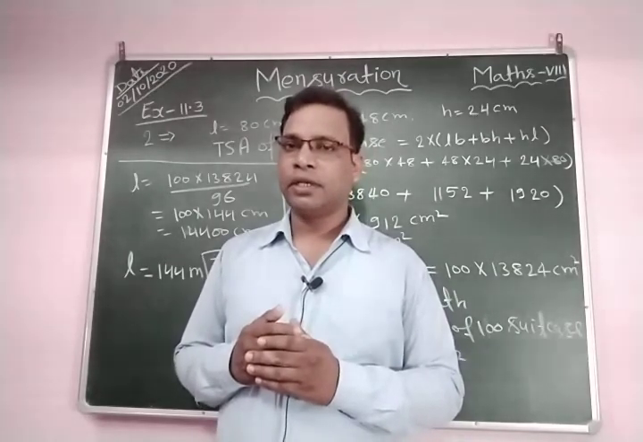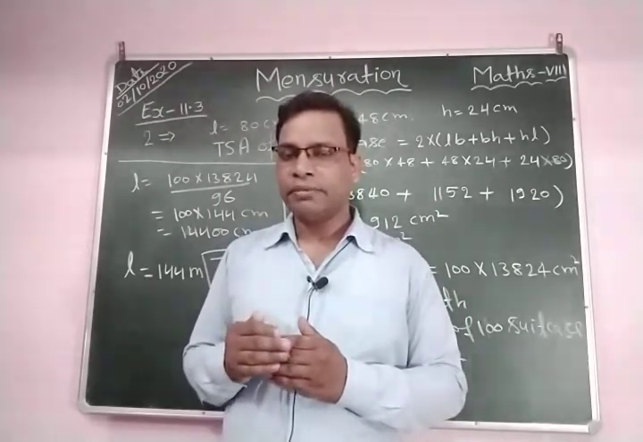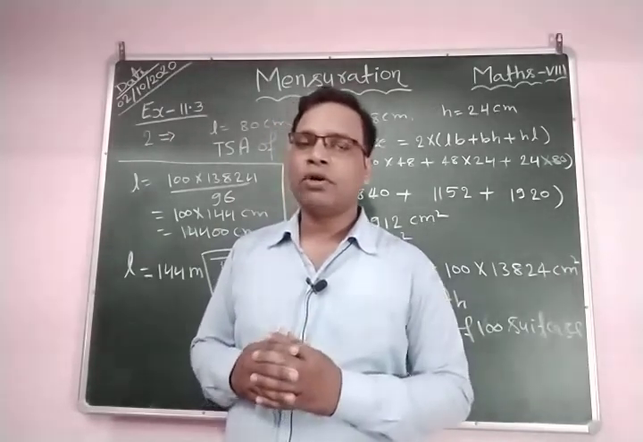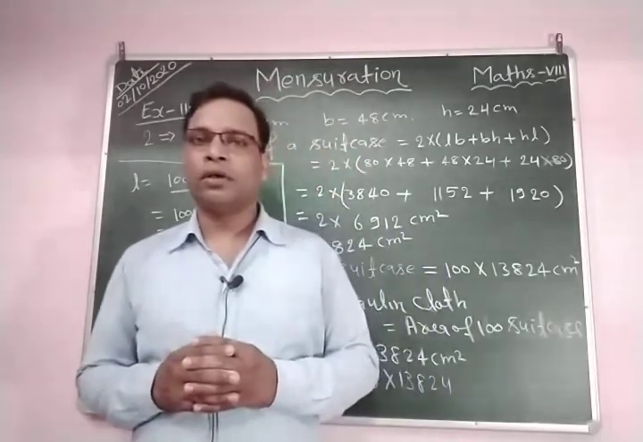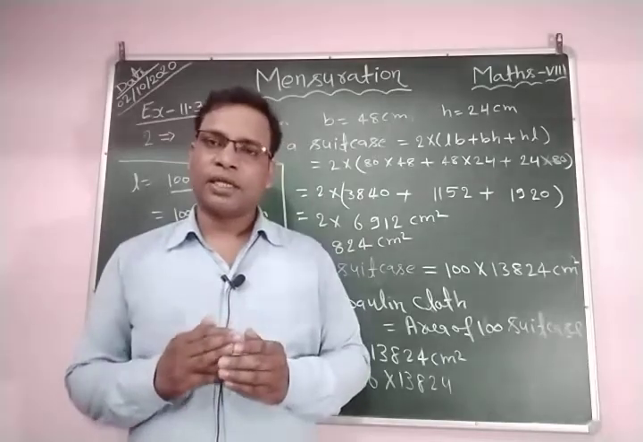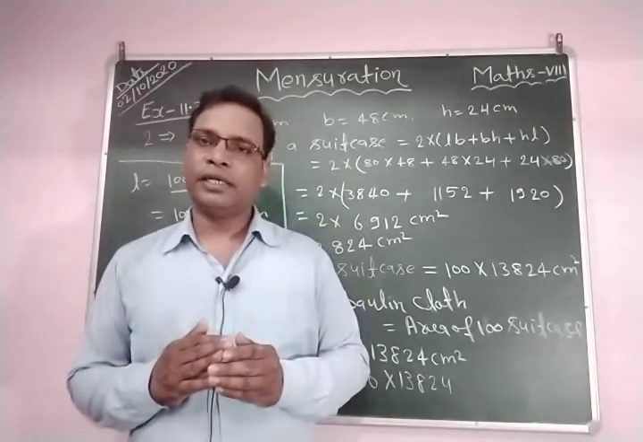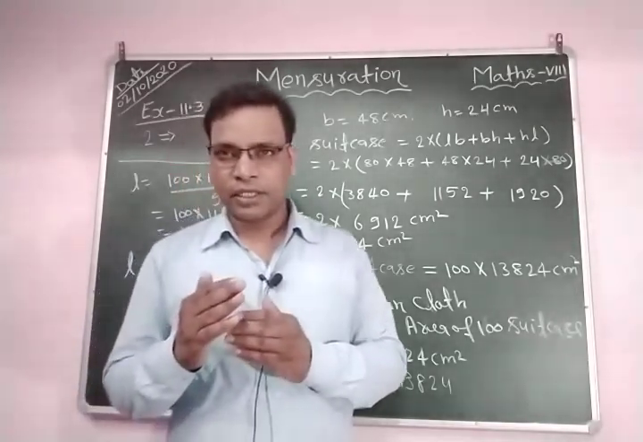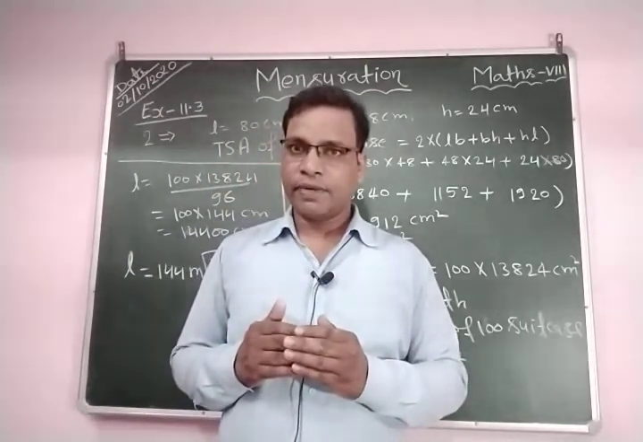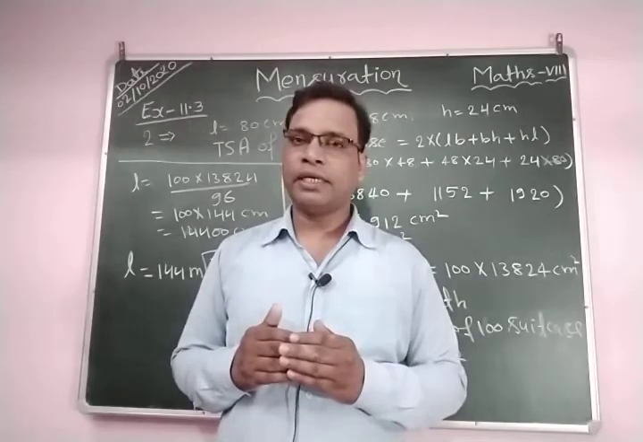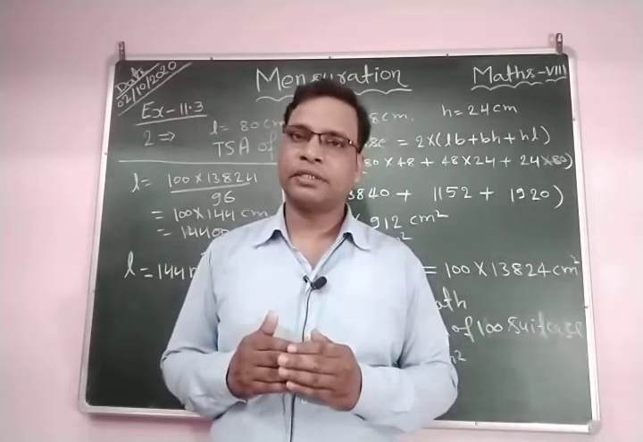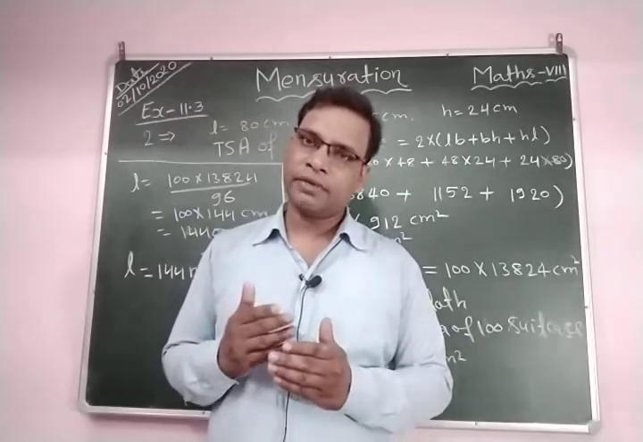But if you convert it into meters, you know very well 1 meter is equal to 100 centimeters. When you divide 14,400 by 100, it becomes centimeters to meters. If you divide 14,400 by 100, we obtain 144 meters. So this is the first way, and this is the second way.